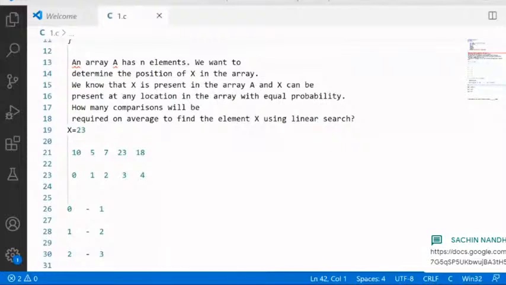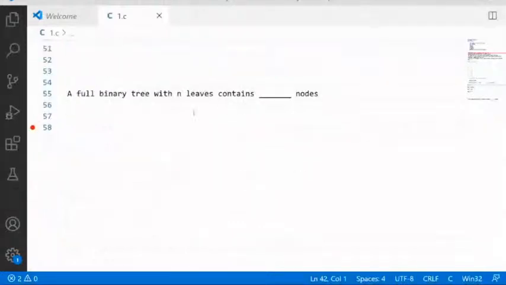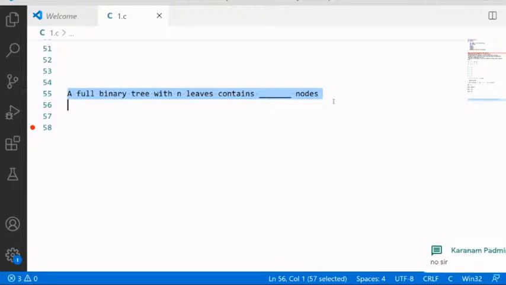Okay. So now let me start again with the next problem. The next problem is: a full binary tree with n leaves contains dash nodes. Is this question something you have already seen? A full binary tree with n leaves contains dash nodes. Has this question already been discussed? Okay, no.